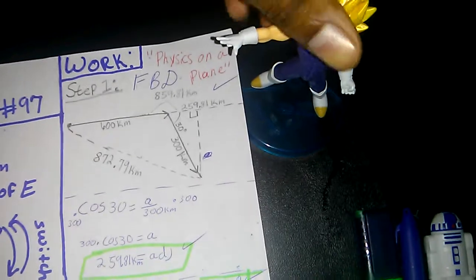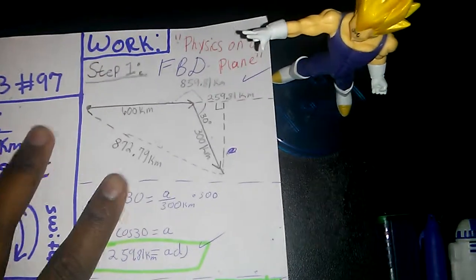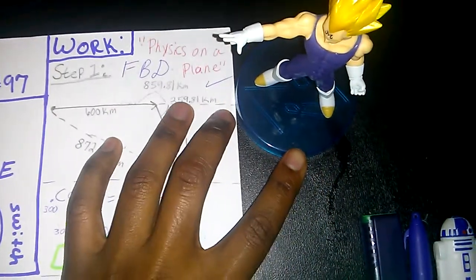Now, this is my work. Very neatly detailed. And I have a special guest, Majin Vegeta. And he's going to be representing my X vector. Alright, that's close. I'm going to get it. Let's see, what did I use? I used R2-D2 this time.